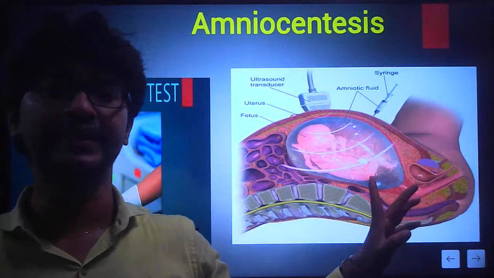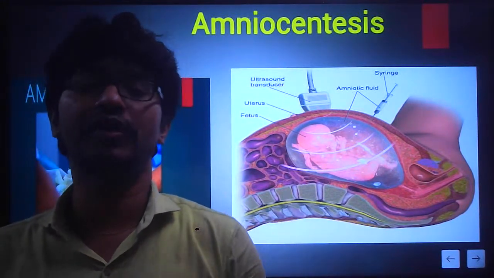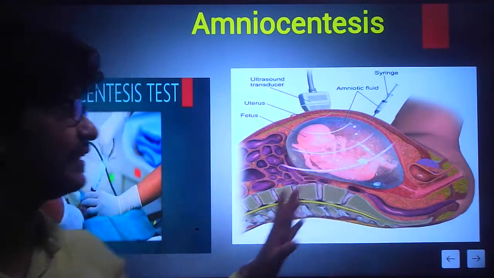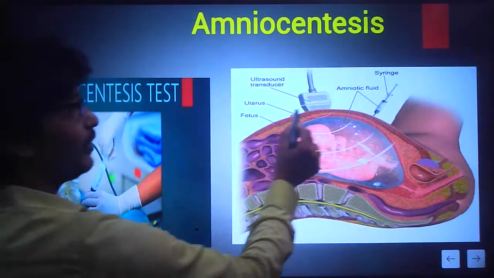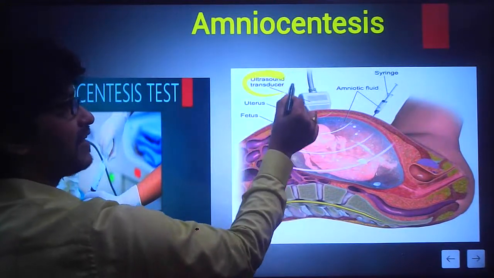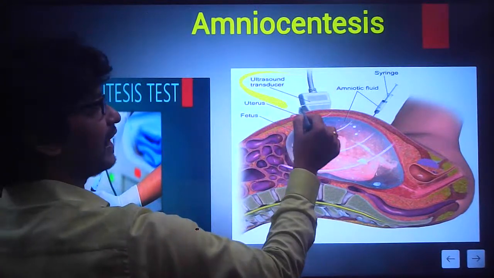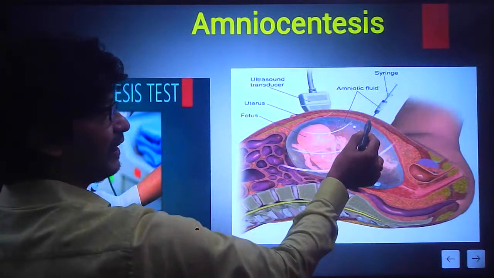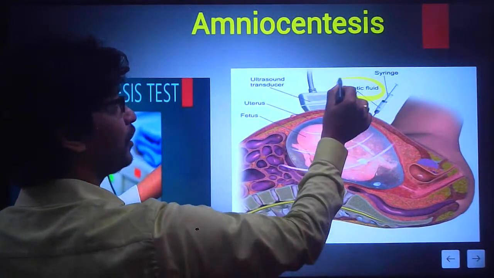By amniocentesis we can even find out the sex, but as per the act, we should not reveal the sex of the fetus. In the amniocentesis test, you could see this is an ultrasound with a transducer, seen externally. The transducer is connected with the ultrasound machine, and the syringe is injected and we collect the fluid. This fluid is called amniotic fluid.